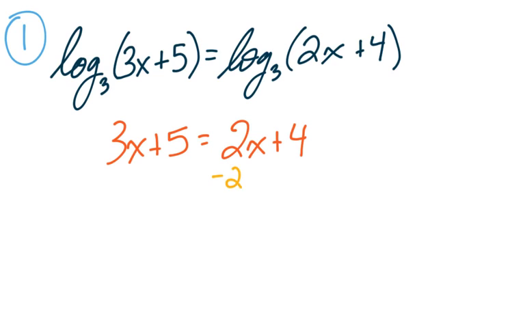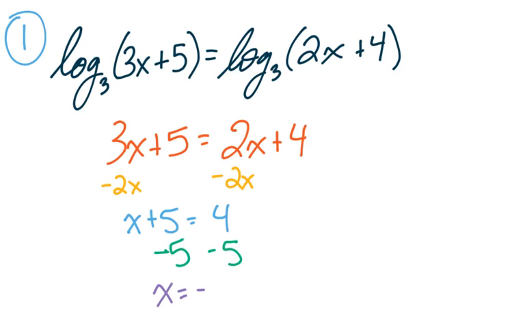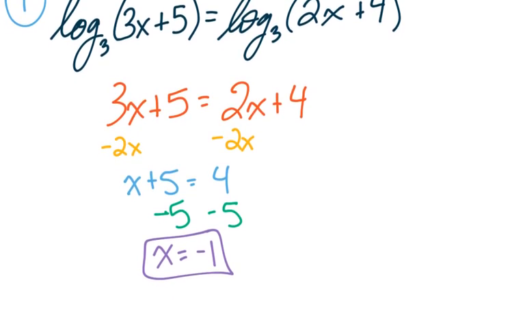So we want to subtract the 2x on both sides, get x plus 5 equals 4, and then subtract the 5 on both sides so that we end up with x equals negative 1. And that's our final answer. Now we can always check our work by plugging our answer back into the original.